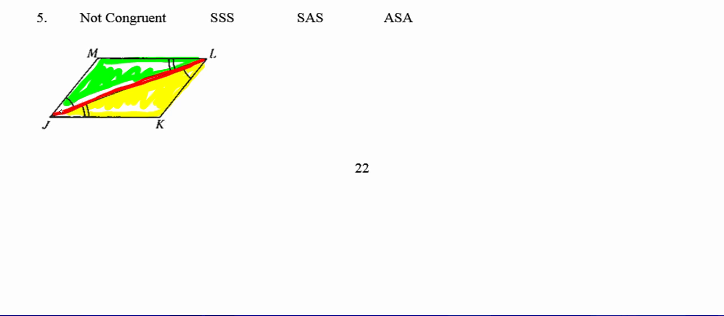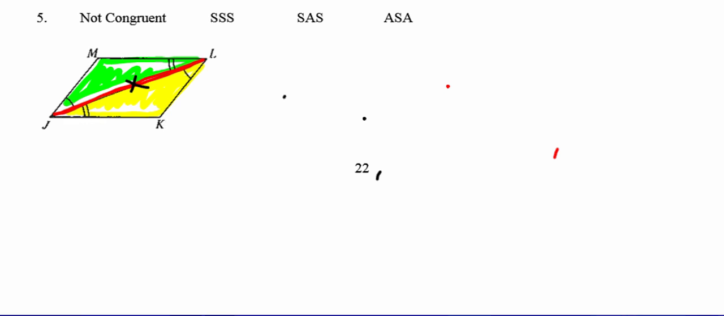And here's what you have to recognize. If side JL measures 5 centimeters in the green triangle, it also has to measure 5 centimeters in the yellow triangle. They're the same pair of sides. So even though this isn't marked in the diagram, because these two triangles share this pair of sides, they have to be congruent.